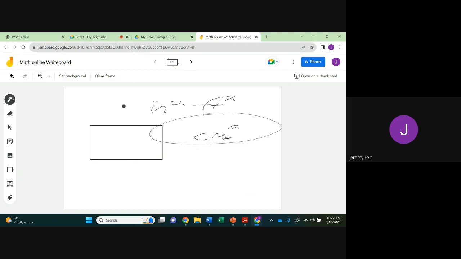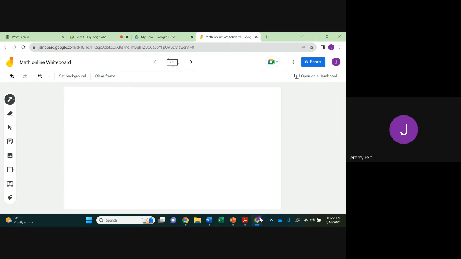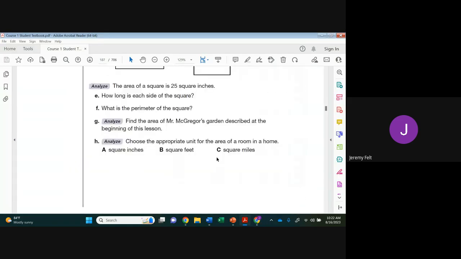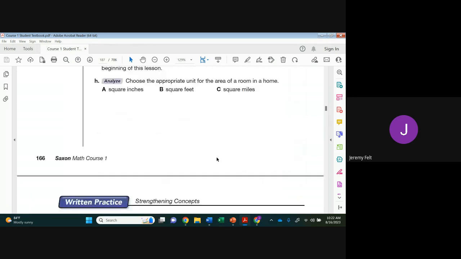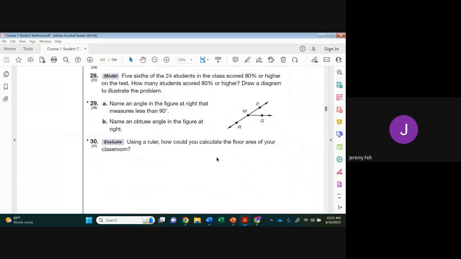Okay, so when we're working with area, that's what we're going to be doing. All right, we'll do some of these practice set problems when we return and meet in class.